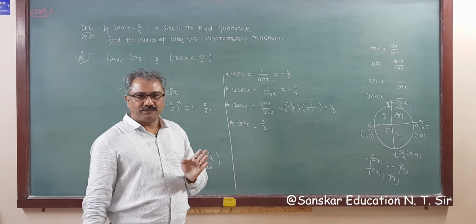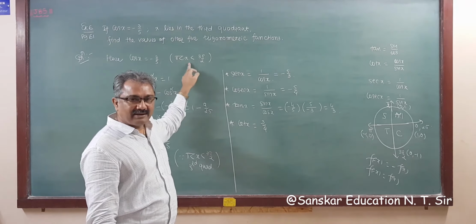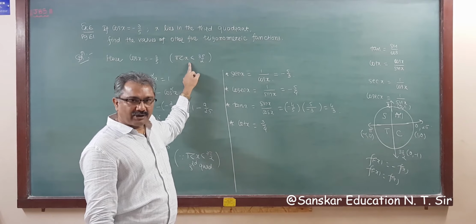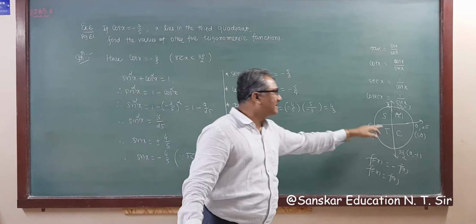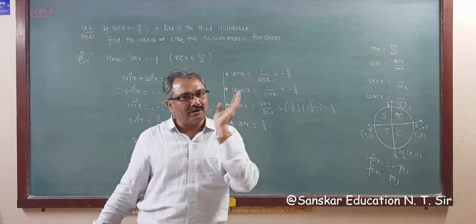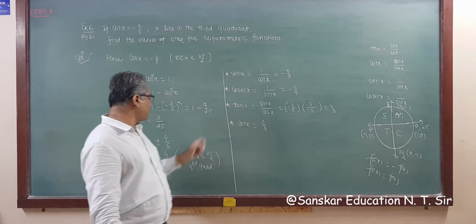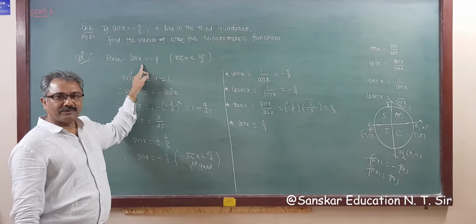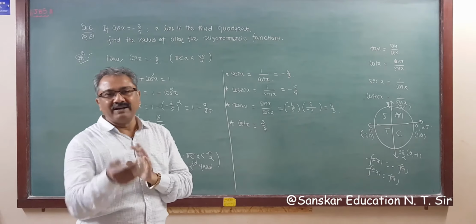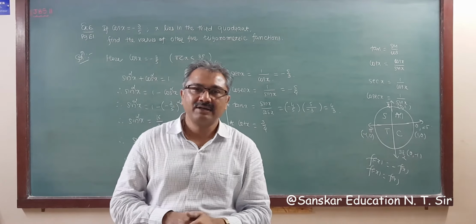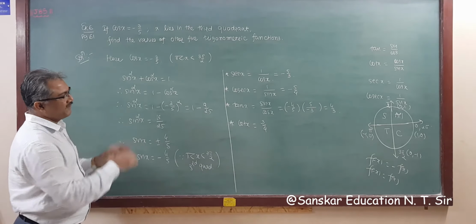So now observe. This is the given angle. Here the angle is given in the third quadrant, and in the third quadrant tan and cot are only positive. Now observe here, tan and cot are positive, all the other trigonometric values are negative. Got it? So this is the way to find one trigonometric function from another given function. Okay, so this is one method.